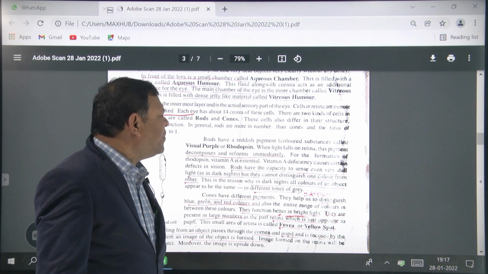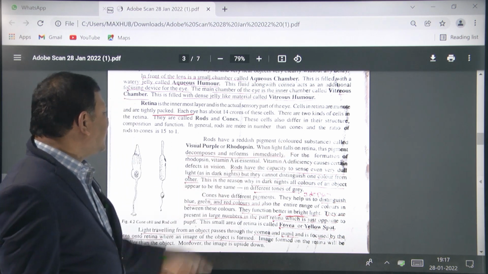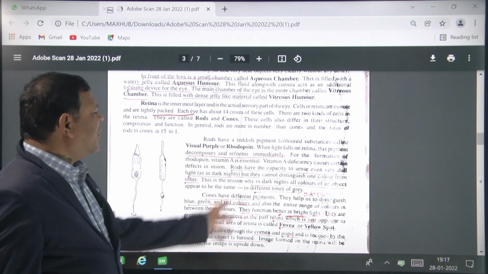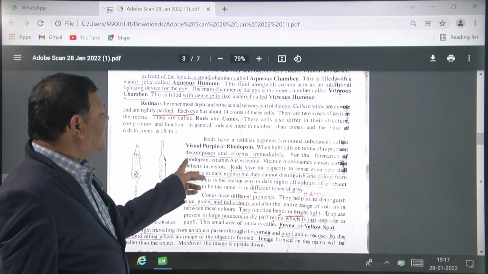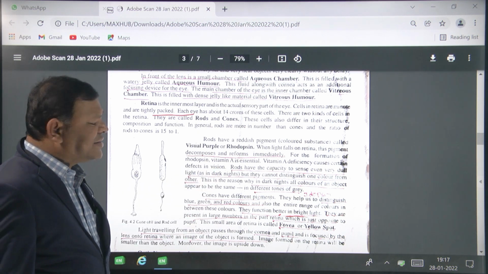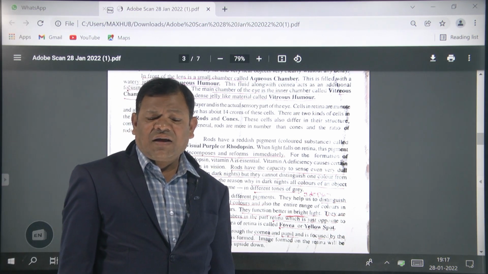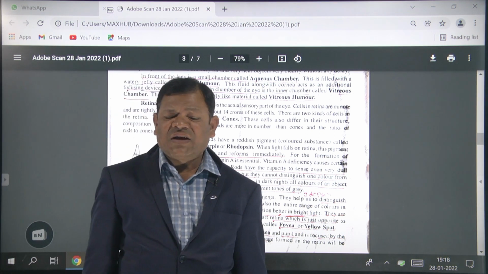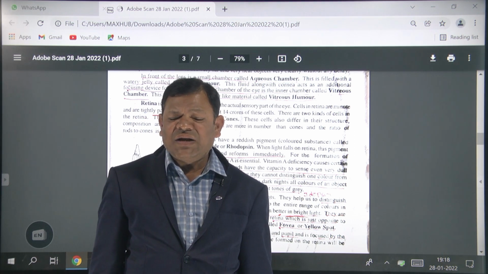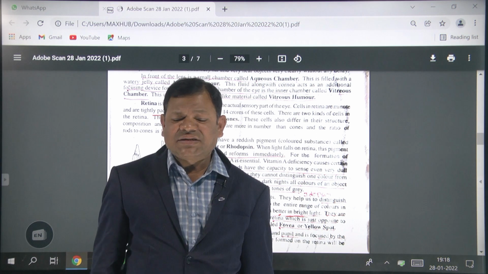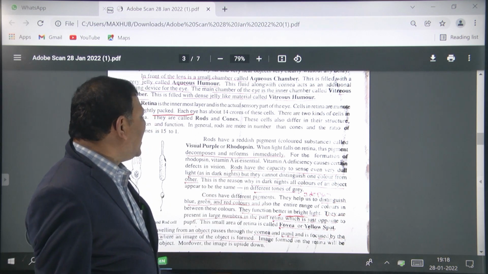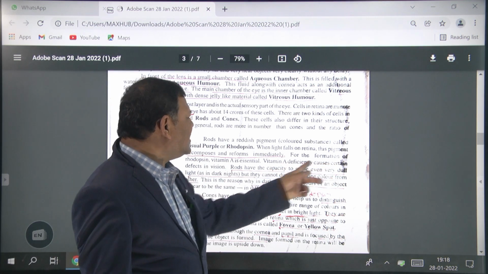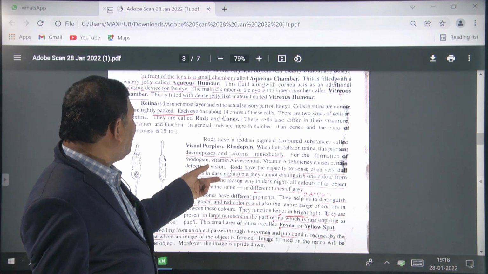Rods have a reddish pigment substance, a red color substance, that is called visual purple or rhodopsin. When the light falls on the retina, the pigment decomposes and reforms immediately. For the formation of rhodopsin, vitamin A is essential. So that's why most of the people who lack vitamin A, their eyesight is not working. So that's why from now onwards, for small children we can provide leafy vegetables with vitamin A. If you provide sufficient, the sight is good. In this visual purple or rhodopsin, vitamin A is essential. Vitamin A deficiency causes certain defects in the vision.